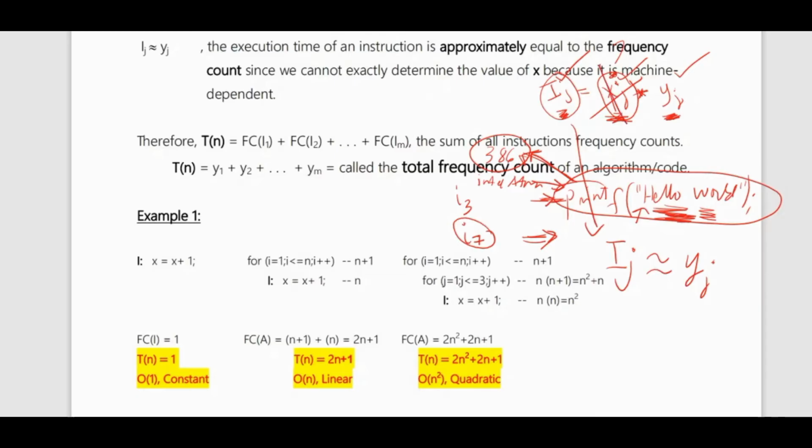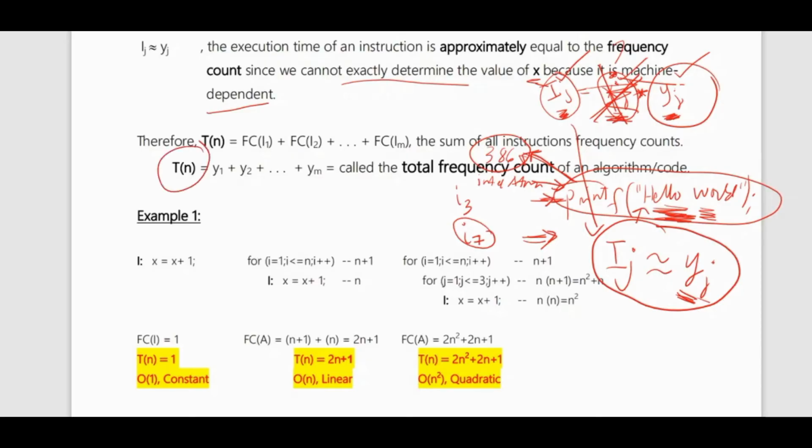They cancel out the x. So what determines the running time now of an instruction is the frequency count, yj. So running time of one instruction is now dependent only on the frequency count, or how many times it is executed. The reason for that is since we cannot exactly determine the value of x because it is machine dependent.